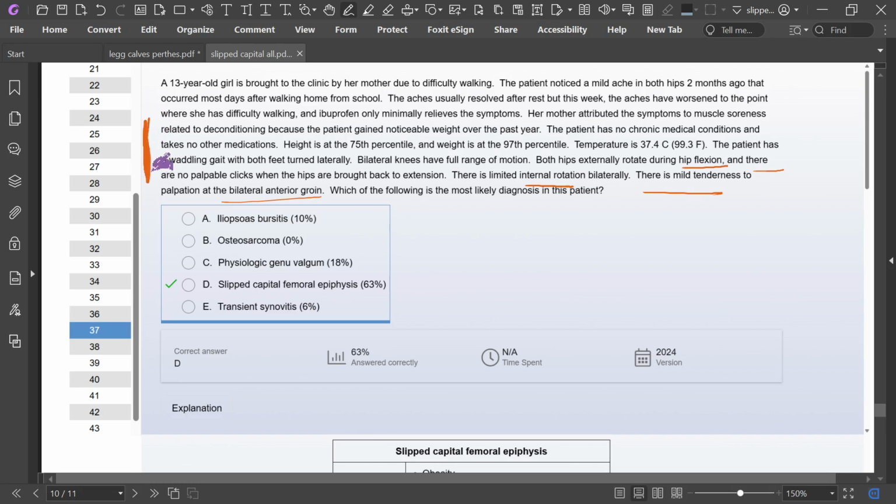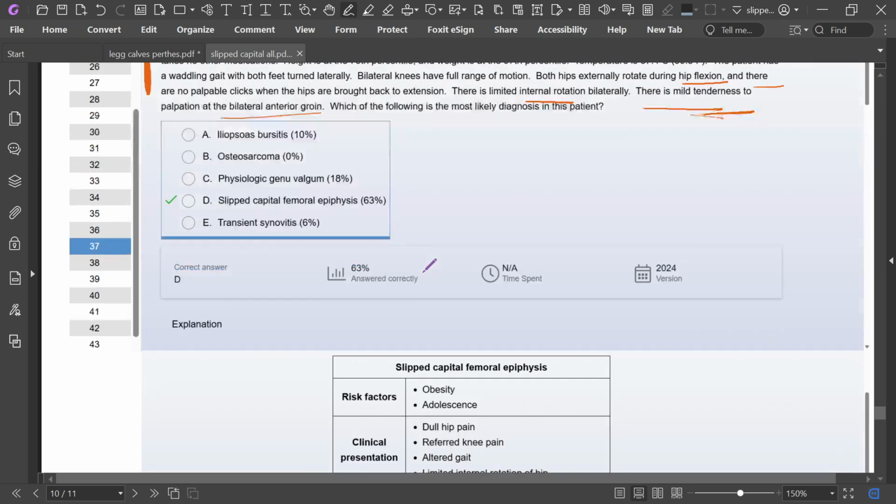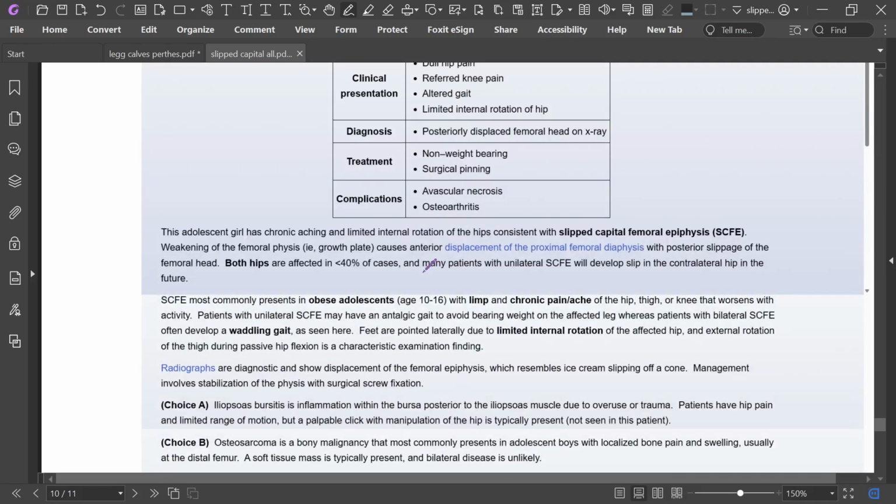This patient has a waddling gait and muscle soreness. There is hip flexion, waddling gait, and bilateral knees with full range of motion. There is limited internal rotation and tenderness in the bilateral anterior groin. So this adolescent girl with limited internal rotation of the hip is consistent with slipped capital femoral epiphysis.